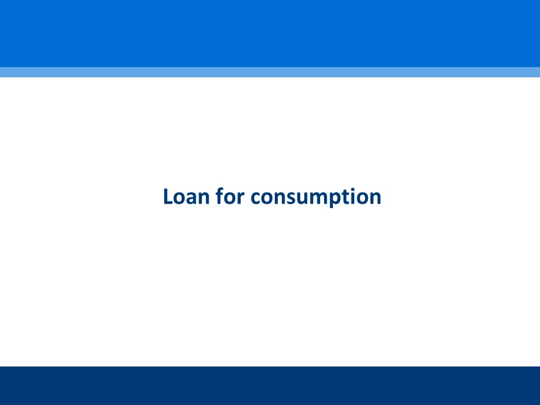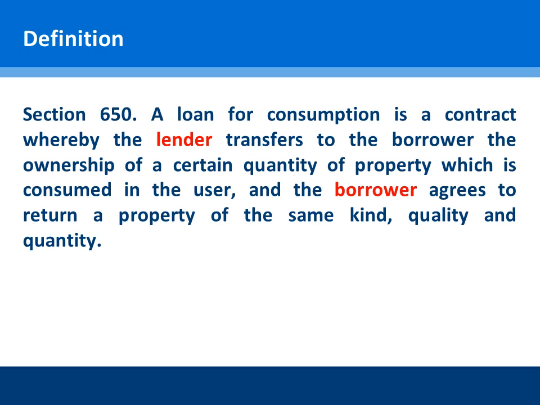Loan for consumption is a different type of contract. It is defined as an agreement between the lender and the borrower. The lender transfers to the borrower the ownership of a specific quantity of property which can be consumed by the user, and the borrower agrees to return the same property. In particular, the laws say the same kind, quality, and quantity.